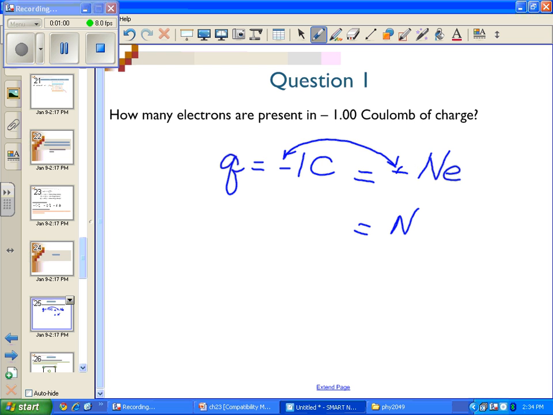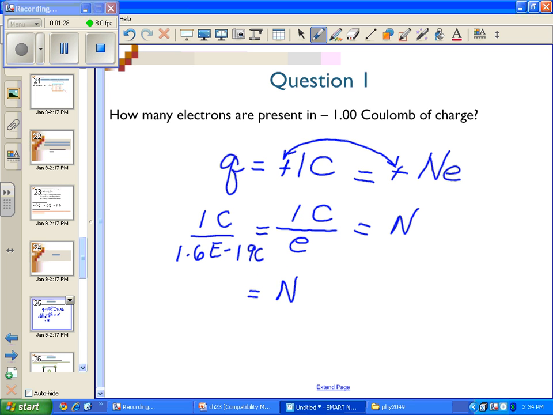Well, the negatives will cancel here, and because we are solving for the number of electrons, n itself just represents the number of electrons, and e is just the magnitude of charge. So 1 divided by 1.6 e to the minus 19 coulomb yields a value of n equal to 6.25 e to the 18 electrons.